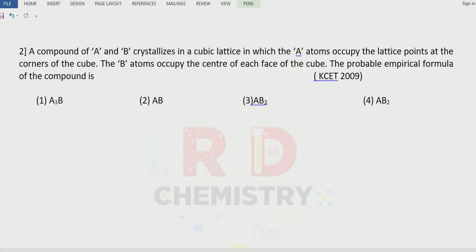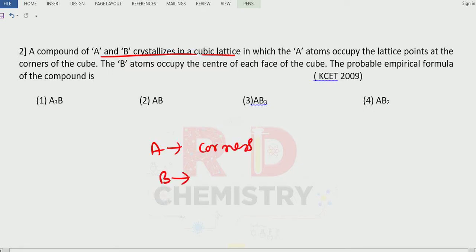Question number 2. Compounds A and B crystallize in the cubic lattice. A atoms occupy the lattice points at the corners, and B atoms are at the center of each face. So what is the empirical formula? Very easy. 8 corner particles, each contributing 1 by 8, which is equal to 1.